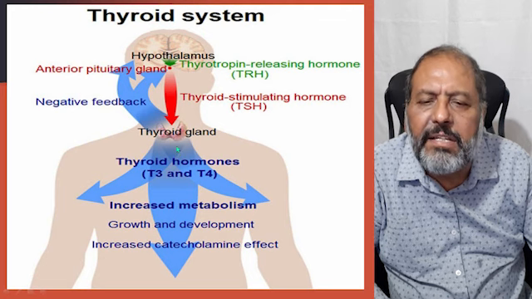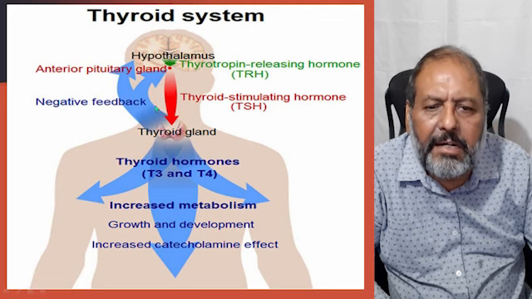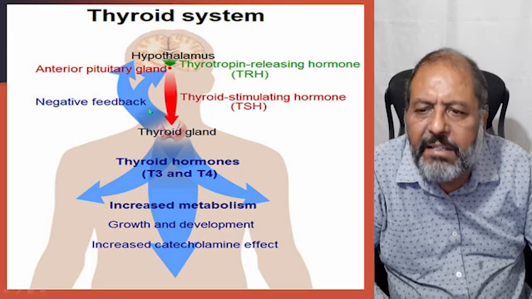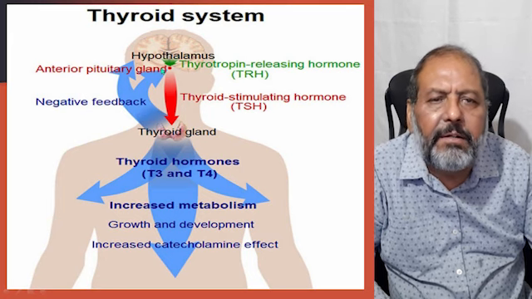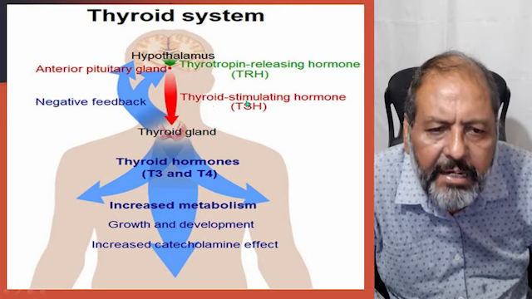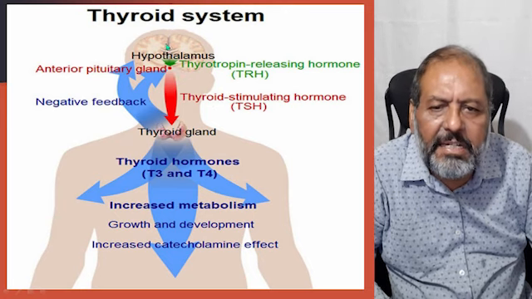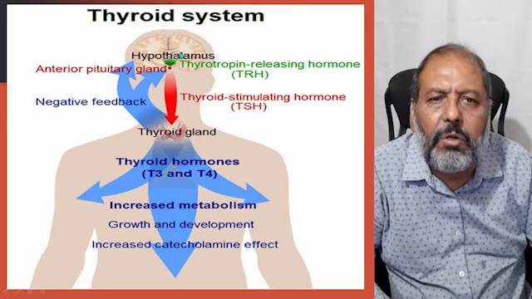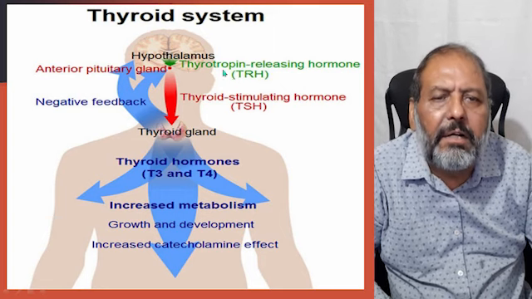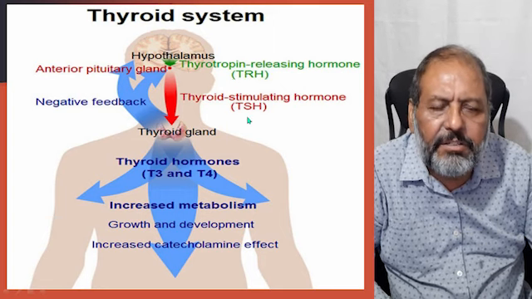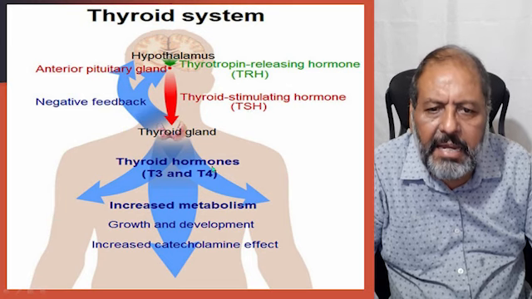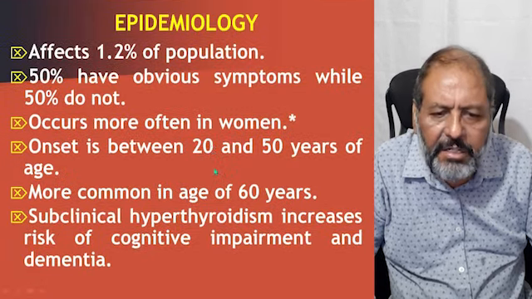Now, if there are excess thyroid hormones T3 and T4, by negative feedback they can suppress the anterior pituitary gland to control the TSH, and they can also act on the hypothalamus to control the release of TRH, which ultimately causes the release of TSH and ultimately T3 and T4.